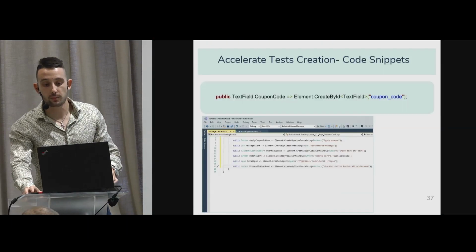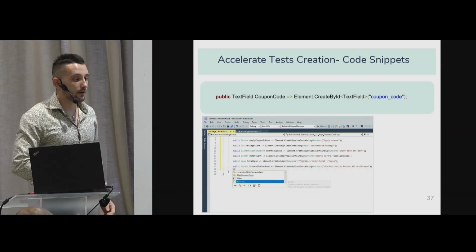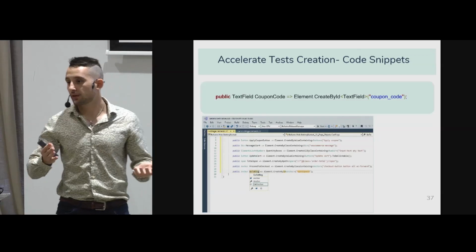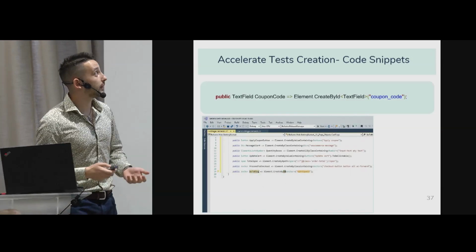So you can create snippets for some kind of test bodies and some kind of code that you use very often. That's it. Not only for this type of properties.